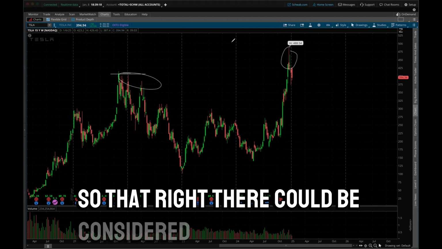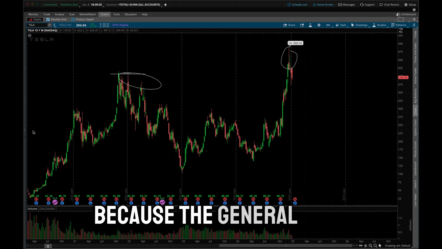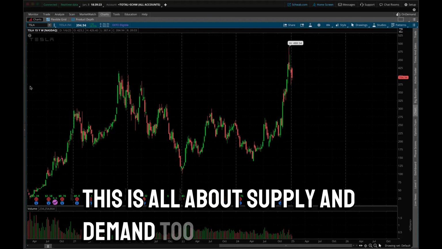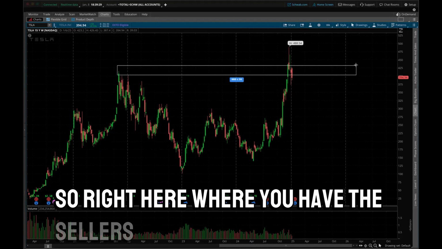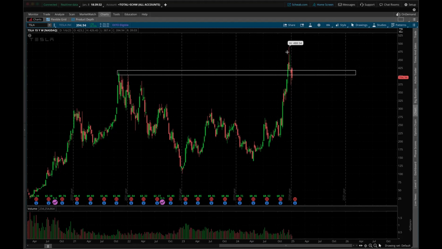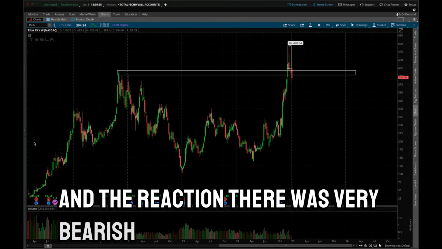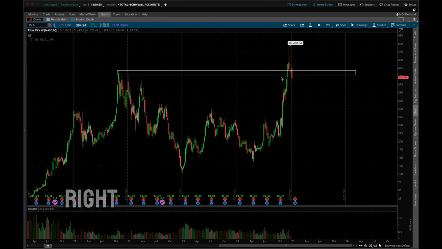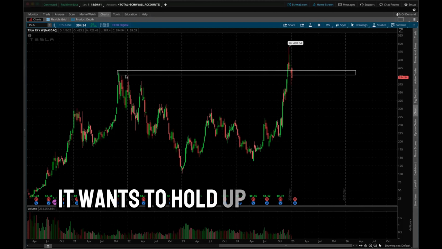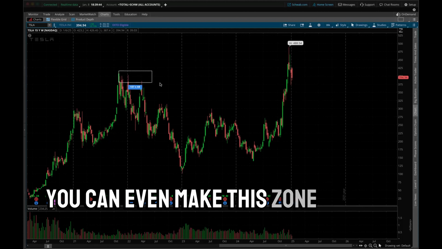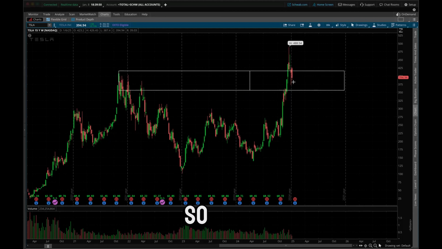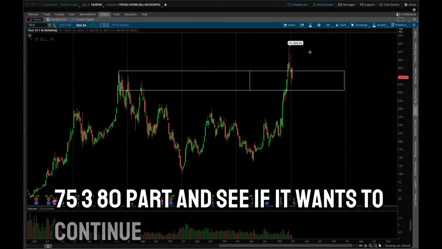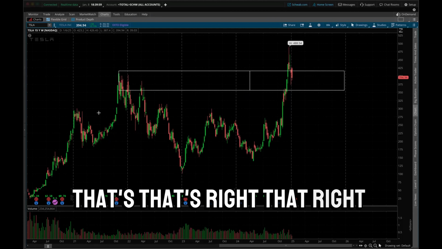So that right there could be considered a double top, because the general area, this is all about supply and demand too. That's what double tops are, honestly. It's all about supply. So right here where you have the sellers, that's that general area, and the reaction there was very bearish. Right now, it's starting to show that it wants to hold up over that big zone. You can even make this zone a little bit bigger. I'm sure if I drew this on the monthly, it would look huge. So we're trying to see if we can find some value around the 375, 380 part and see if it wants to continue. But for now, that right there is a double top.